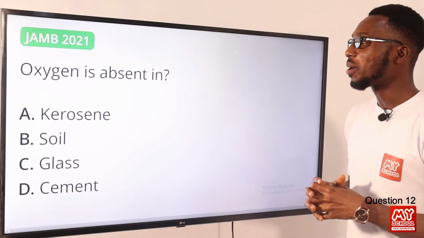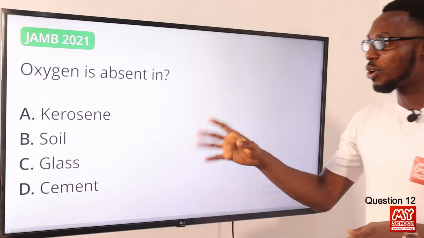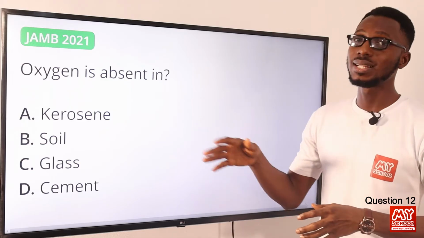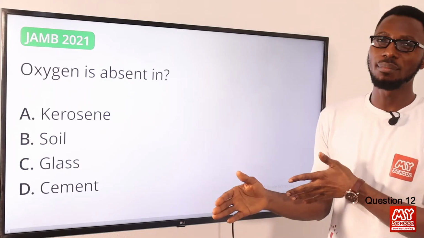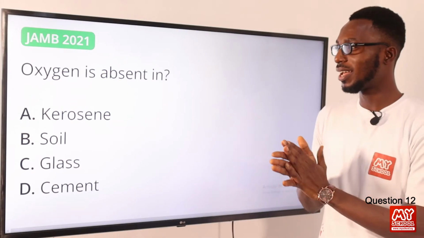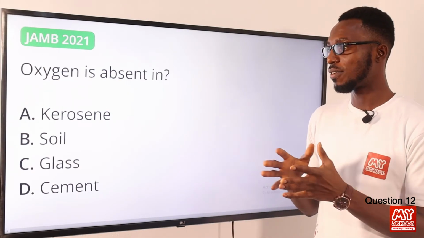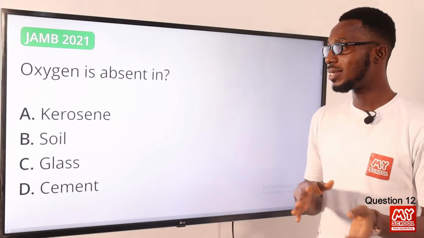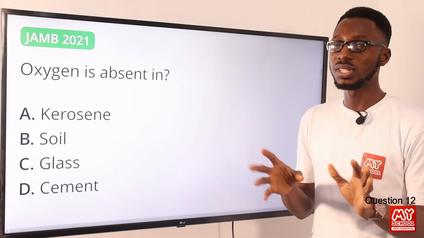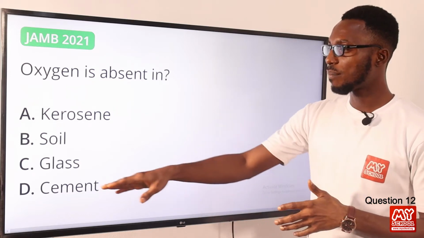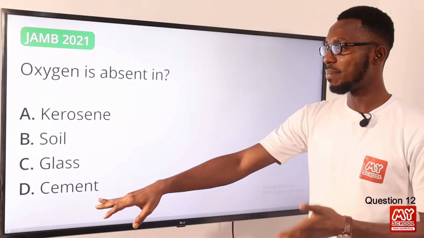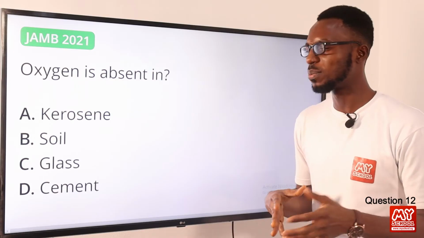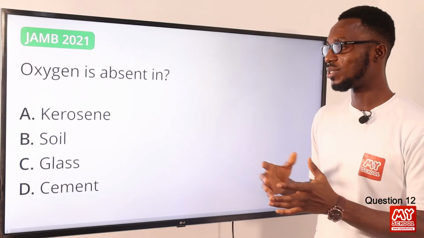12. Oxygen is absent in which of these substances? Let's go through them together. Kerosene is a hydrocarbon, hydrogen and carbon, so oxygen is lacking there. Soil is of course a mixture: you have your clay, your humus, your sand, your air, your water, your mineral salt, and the like. When you talk about glass and cement, you are talking about one fundamental ingredient, and that ingredient is your limestone.